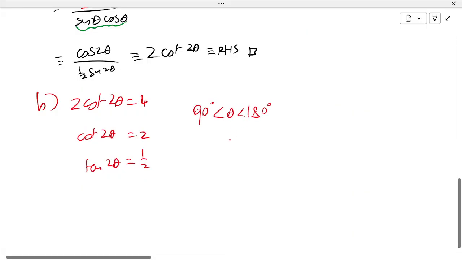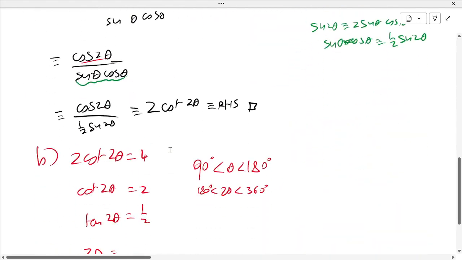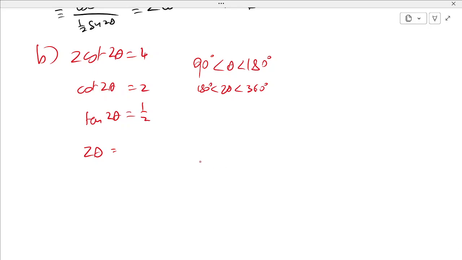So I will just say that 2 theta is between 360 and 180. Do my inverse function, calculator, given degrees, so inverse tan of 1/2. It also said 1 decimal place. 26.6. I will do 2dp for the moment because I'm not finished. I'm going to divide by 2.